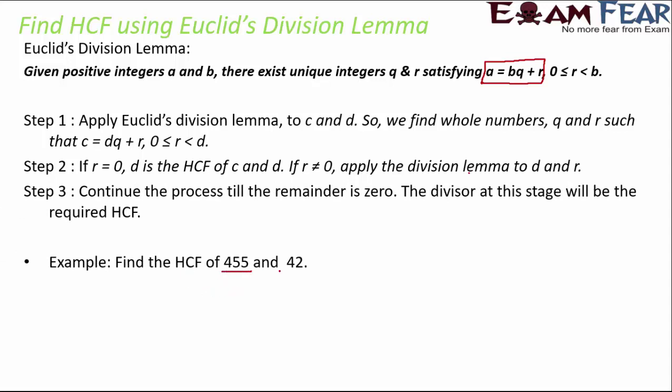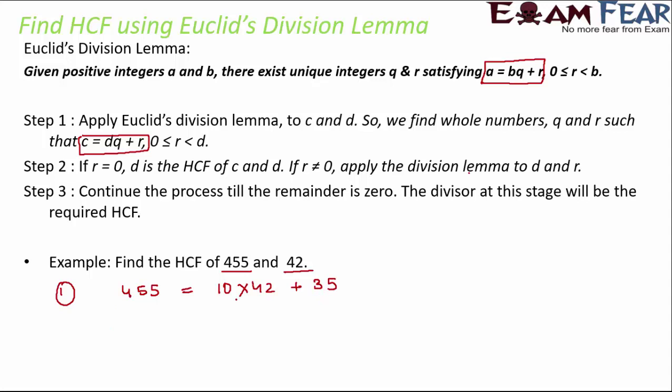Find the HCF of 455 and 42. So our step 1 would be, we write it in this format of C is equal to DQ plus R. So how do we write it? C is equal to DQ plus R. So 455 can be written as 42 into 10 plus 35, right? So here 455 is C and 42 is D.